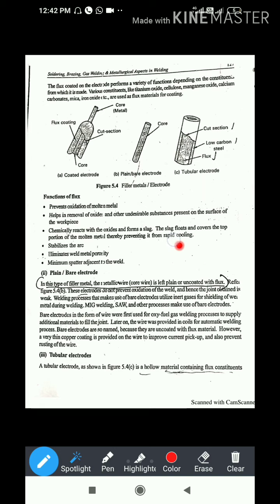So see, one more important thing is that when this flux is melted and mixed with the molten metal, which metals are going to melt over here? The edges of both workpieces and this filler metal, these three things are going to melt and mix with each other, as well as the flux. What does the flux do? The flux also melts over there, but it makes a slag. What does slag mean?